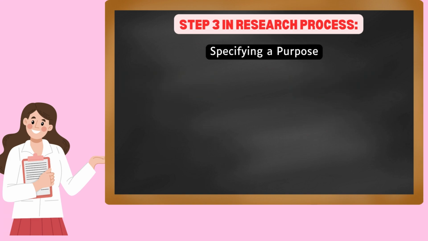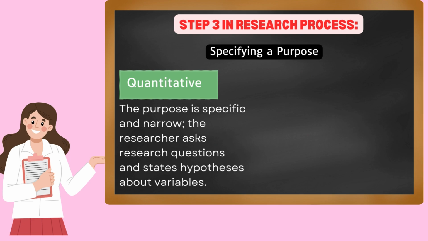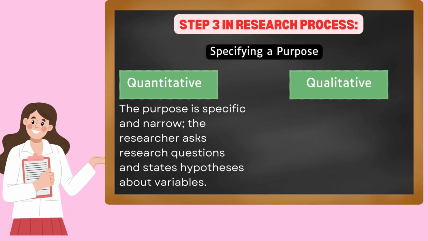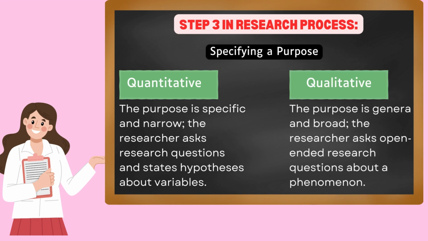Step 3 in research process. Specifying a purpose. Under quantitative, the purpose is specific and narrow. The researcher asks research questions and states hypotheses about variables. Under qualitative, the purpose is general and broad. The researcher asks open-ended research questions about a phenomenon.